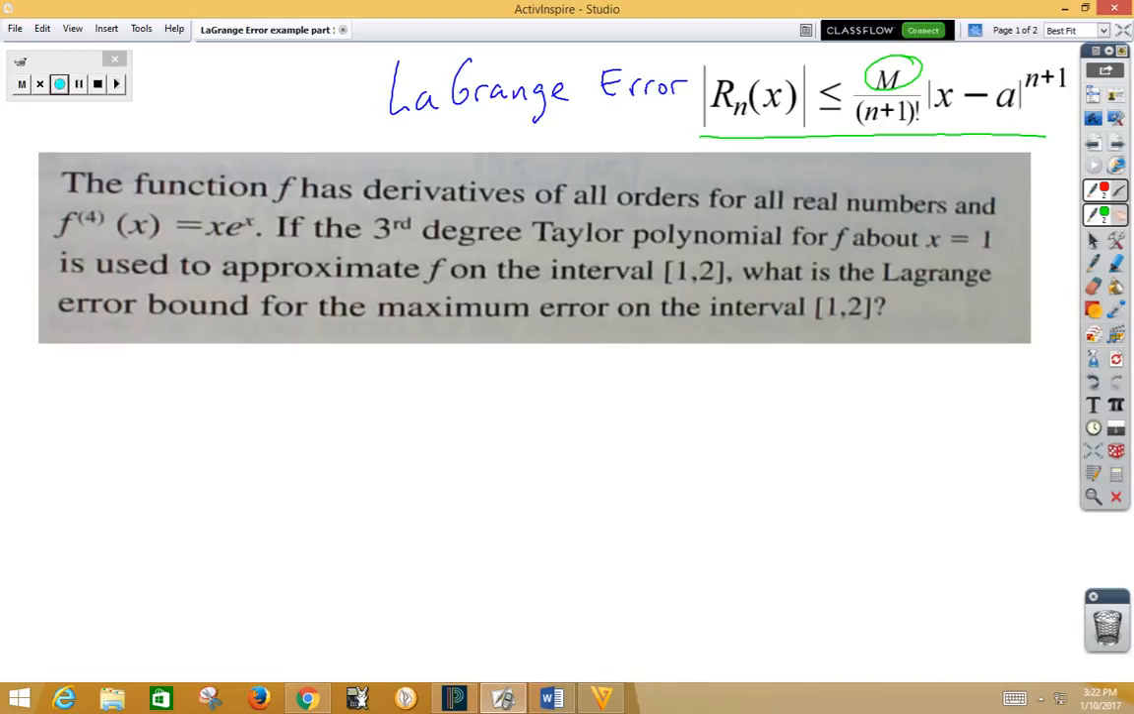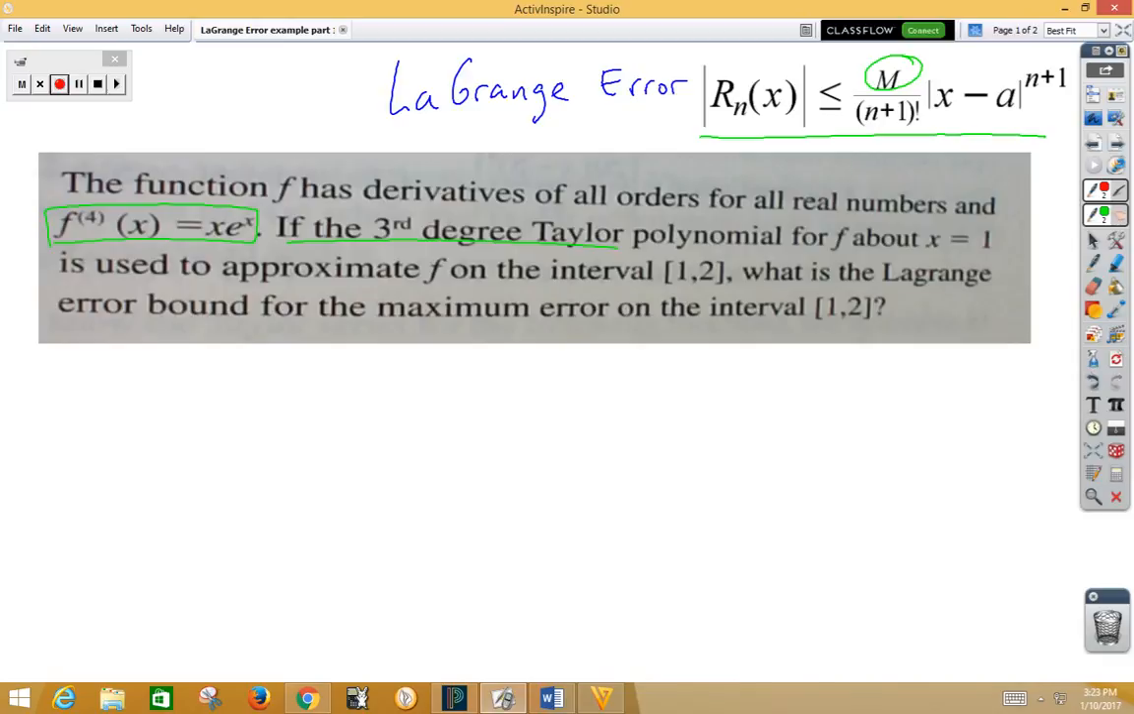So in this problem, the function has derivatives of all orders for all real numbers, and they're providing us with the fourth derivative, which means we don't have to compute a bunch of derivatives. Wasn't that kind of them? Now, the reason they gave us the fourth derivative is because we're talking about a third degree Taylor polynomial. So if we're talking about a third degree, then error is going to be smaller than the fourth degree term.